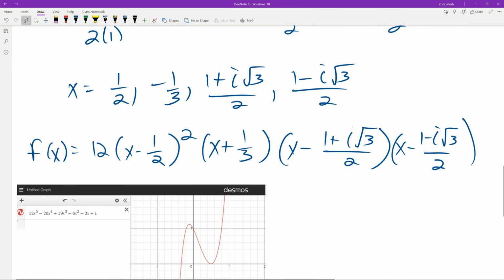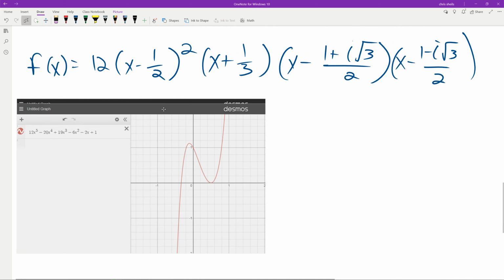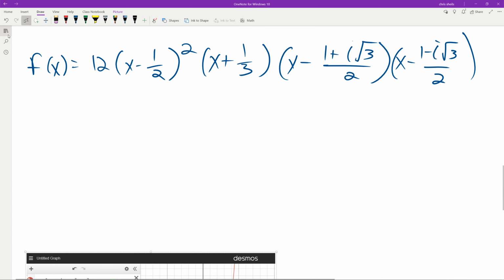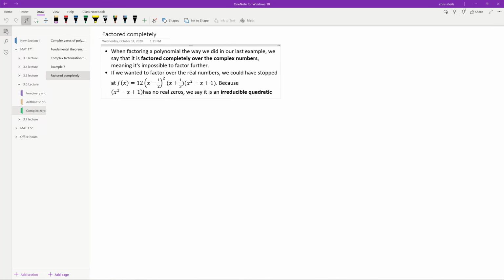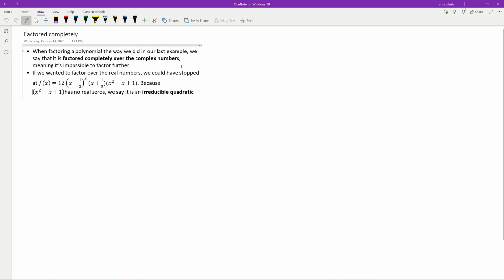And when we factor something in this way, we say that this is factored completely over the complex numbers, meaning that you cannot factor this thing further. If we wanted to factor this over the real numbers, we would have just stopped at that 12 times x minus 1/2 squared times x plus 1/3 times x squared minus x plus 1. Because x squared minus x plus 1 has no real zeros, we say that that thing is an irreducible quadratic.